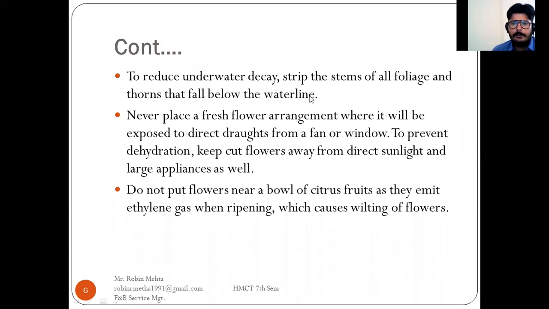And next, to reduce underwater decay, strip the stem of all foliage and thorns that fall below the water line. Whatever we are doing with the plants, sometimes we just put so many plants or so much foliage into them.